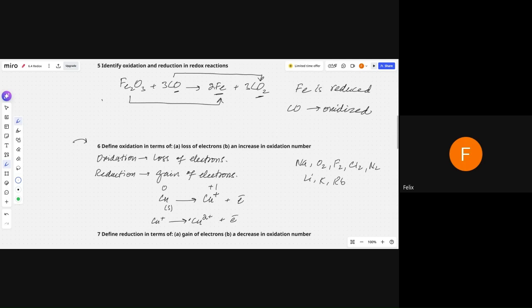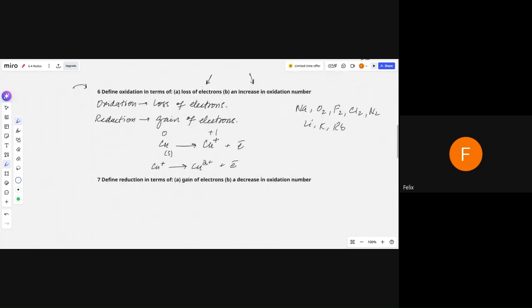So you can see that again, there is an increase in the oxidation number. So this is what we mean by oxidation. It can be defined with respect to the loss of electrons, and it can also be defined with respect to the increase in oxidation numbers. So I hope this is clear. We move on to the next one.